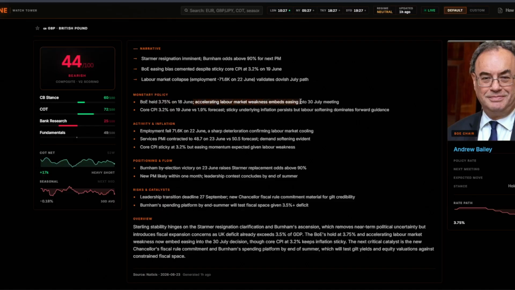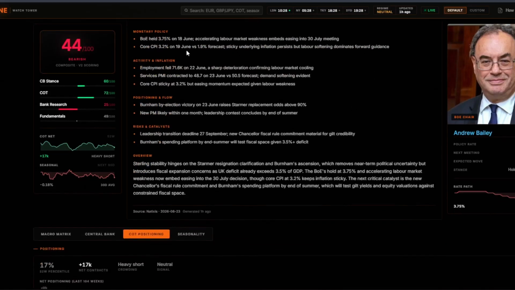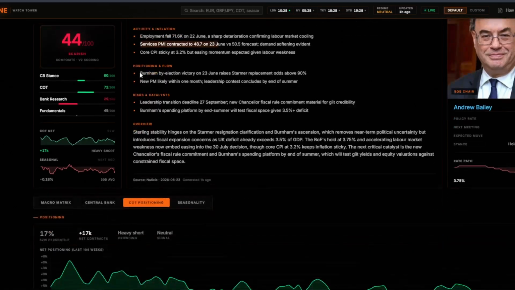Accelerating labor market weakness embeds easing possibly into the 30th of July meeting. So you can already see the tone here, guys, on this report. That one's just a repetition of what we talked about. CPI is still at 3.2%. Employment fell. Services contracted. Burnham by-election victory on 23rd June raises Starmer replacement odds above 90%. Okay, that's that.